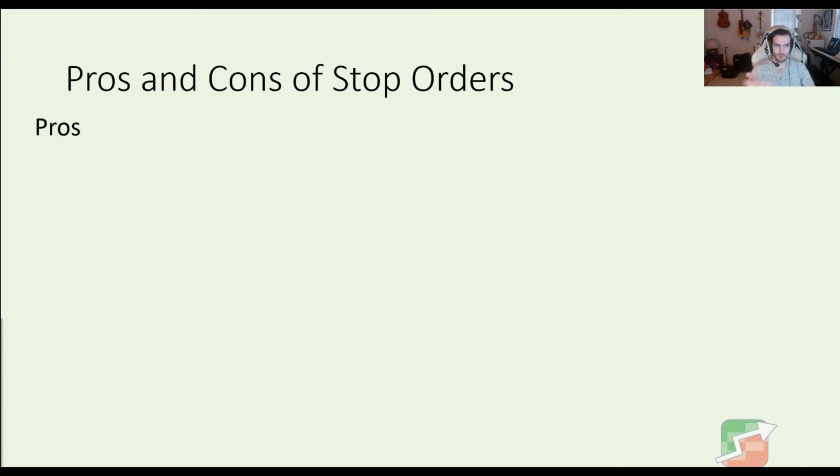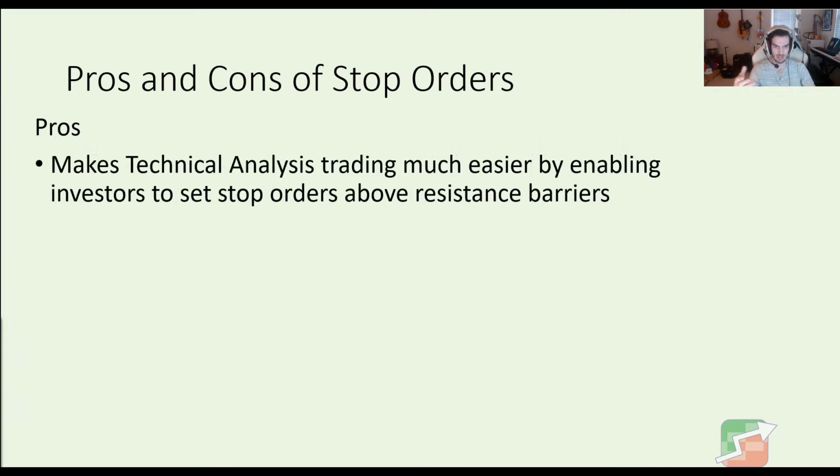So why are these good? Well, in the way of buy orders, it makes technical analysis trading, aka double top breakouts, much easier to do because you can go in and set stop orders above a resistance barrier. So you may look at a chart and say that the resistance barrier is at $408. You can set a buy stop order at $409. So once we break past that resistance barrier, we get a buy signal, and you didn't even need to lift a finger. You already bought that share.